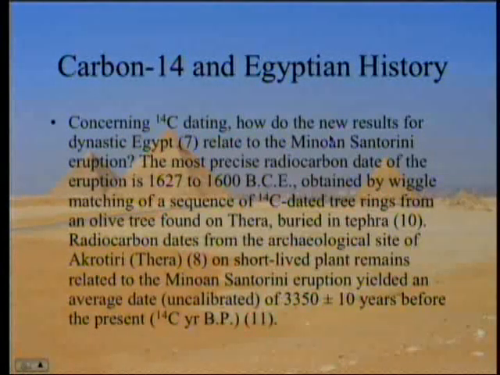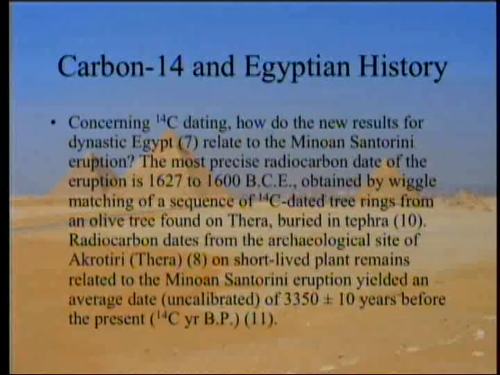Concerning carbon-14 dating, how do the new results for dynastic Egypt relate to the Minoan Santorini eruption? The most precise radiocarbon date of the eruption is 1627 to 1600, obtained by wiggle matching from a sequence of carbon-14 dated tree rings from an olive tree found on Thera, buried in tephra. So this olive tree was killed by the eruption. We know exactly the bark date then. It has to be the eruption of Santorini. And if we go back in that olive tree, there are carbon-14 dates and then variations that match the calibration curve at that point. So they have this precise measurement of 1627 to 1600, somewhere in there.